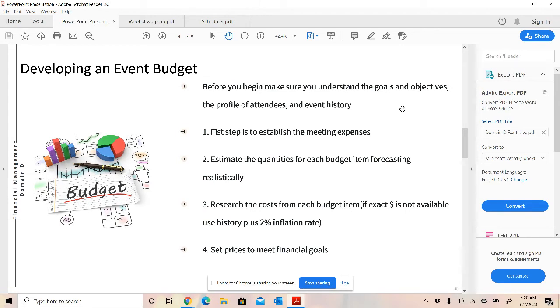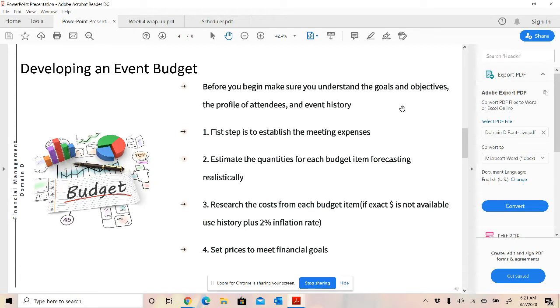So again, when you are setting your event budget, you really want to make sure you're being realistic and that you're relying on your history, on what you have spent on this particular meeting before, or using your history for number of people, things like that.